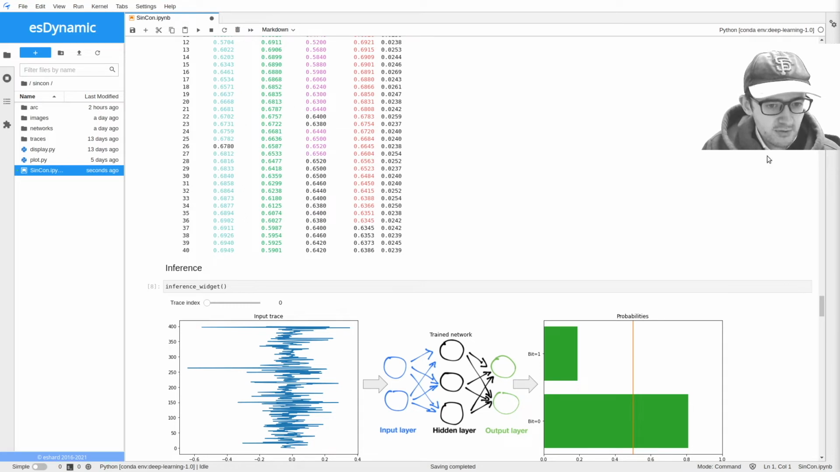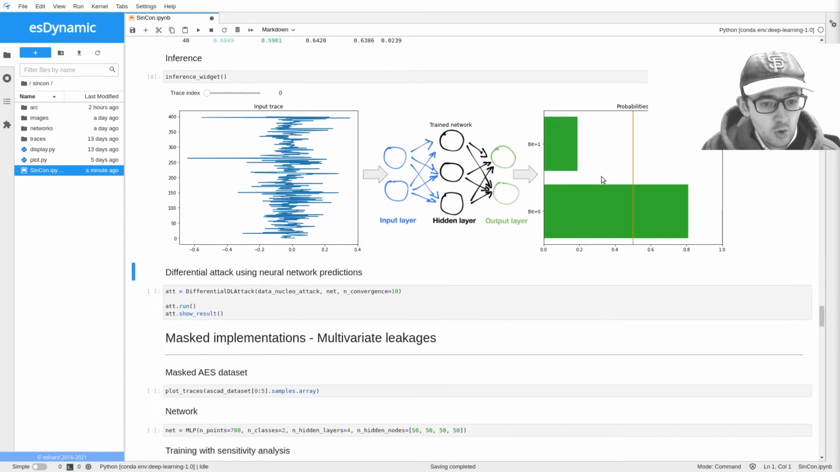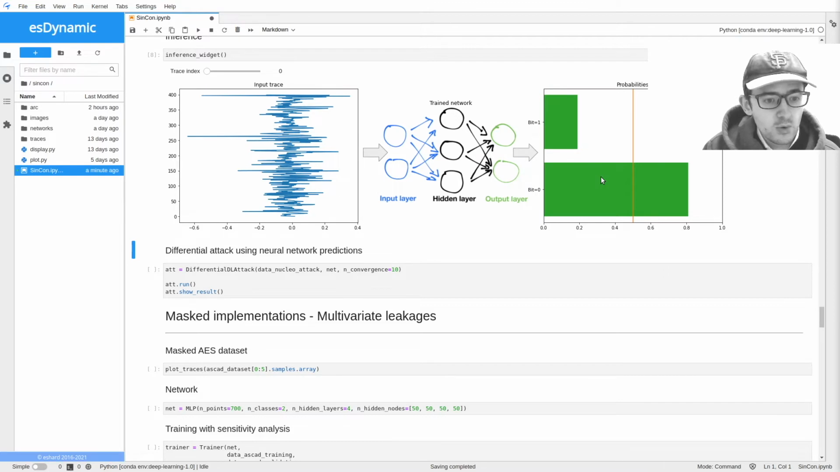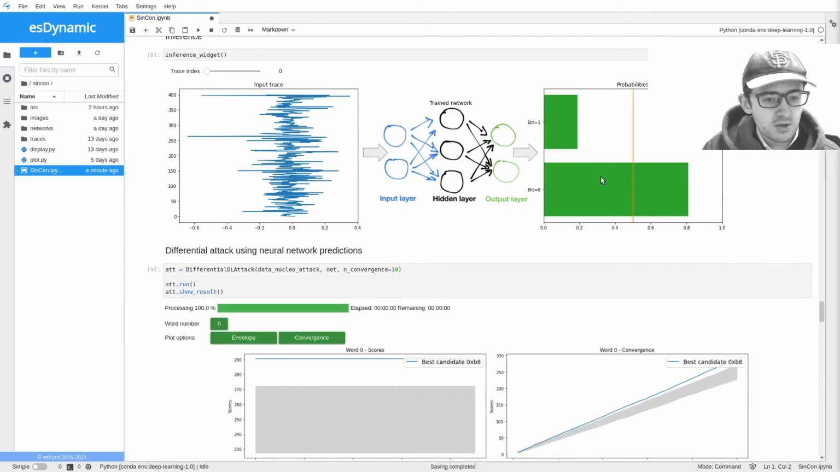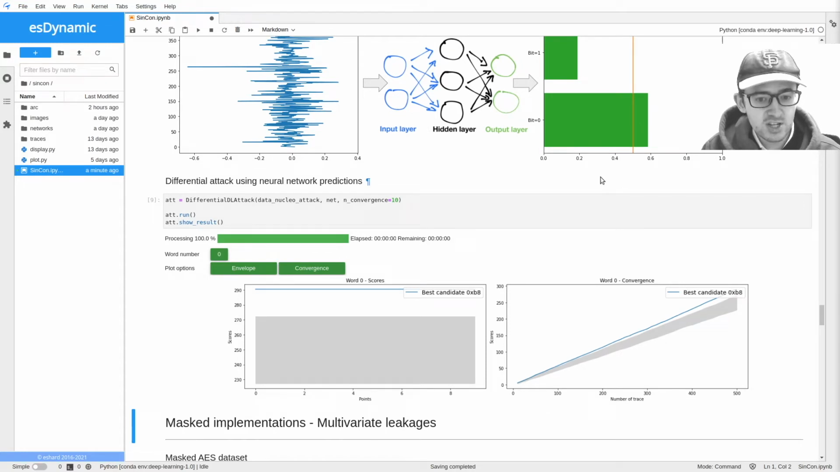And after that, if we take a separate dataset on which we don't know the value of the key, we can use a network to predict the value of the sensitive bit for different traces. And using differential analysis, we can recover the corresponding byte of the key. And for that, we don't need to reach a perfect accuracy. As you saw, we had an accuracy of only 65%. But as long as the network is able to properly predict the bit value for some traces, it is enough information to break the implementation using differential analysis.